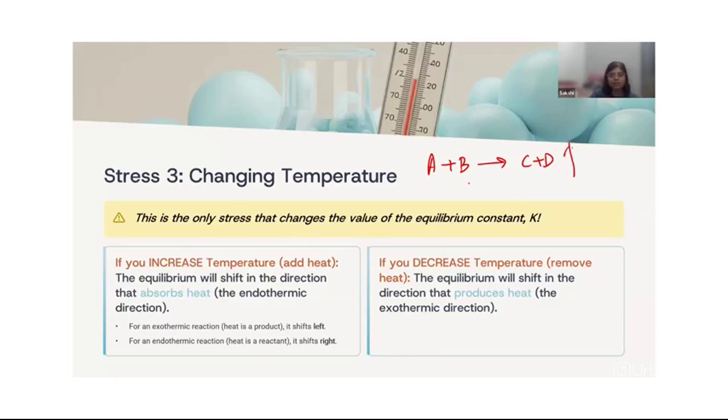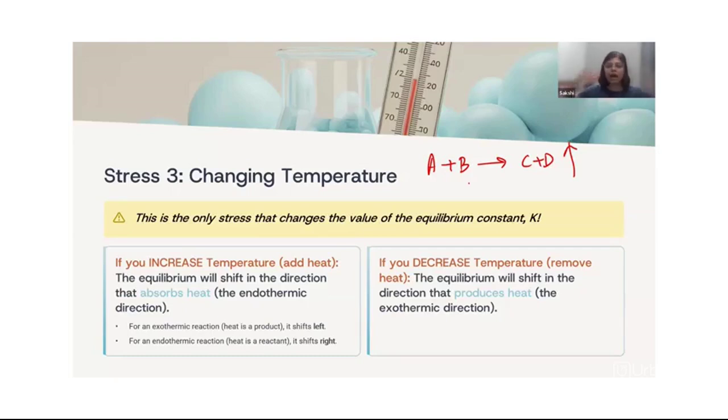For example, this is the exothermic reaction, and I decrease the temperature, so the equilibrium will shift towards the direction. Basically, if this direction is exothermic, what is the exothermic reaction? A reaction in which heat is released. Exo means out, right? Thermic means heat. So heat is released, right? So I have this reaction A plus B gives me C plus D, where if more and more products are formed, heat is released, right?